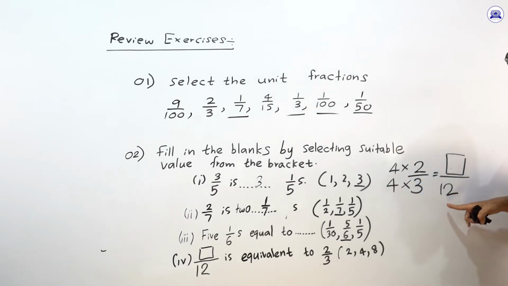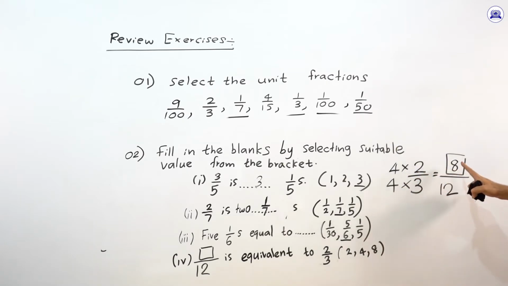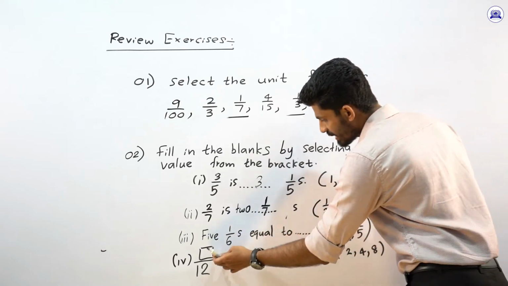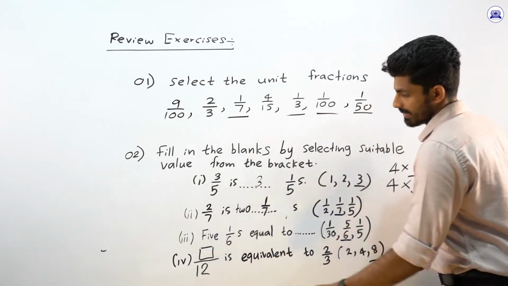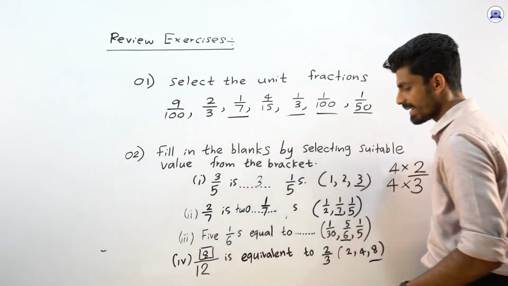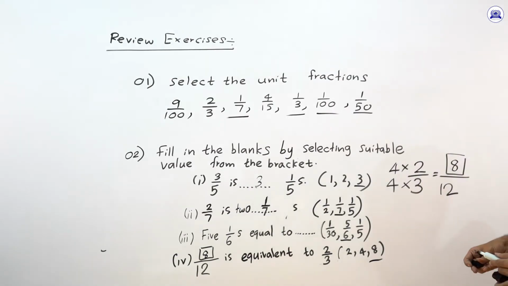4 into 3, 12. 4 into 2, what is the value? 8. That means 8 over 12. 8 over 12 is equal to 2 over 3.